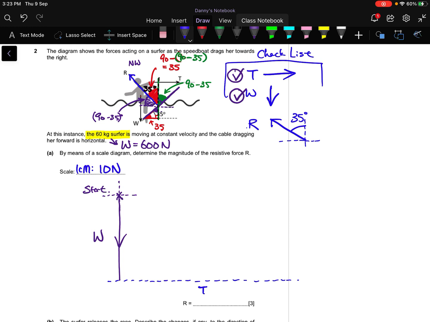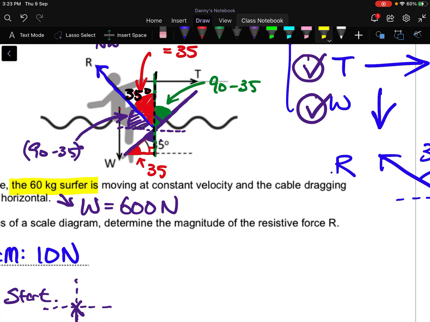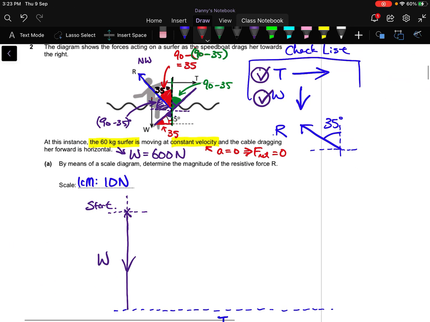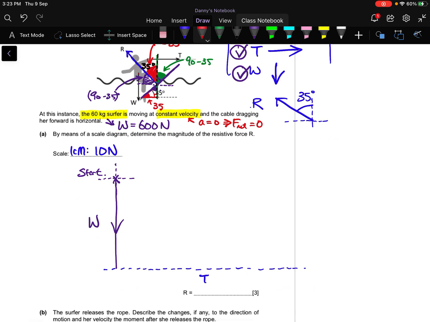But for this, now I go and see. In the question here, it says constant velocity, right? Constant velocity means your acceleration is 0. Acceleration 0 means your F net is 0, right? If F net is 0, it means that when I draw the third force out, the third force will somehow return to the origin, right? So now I need to draw the third force that comes back to the origin.